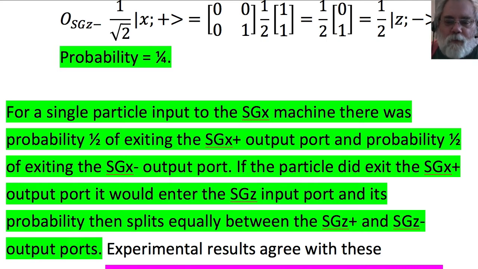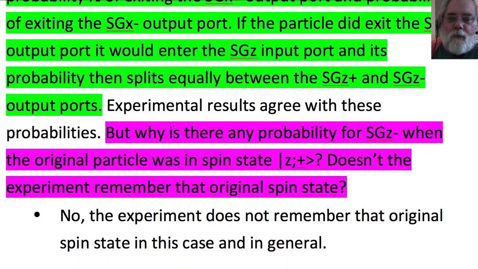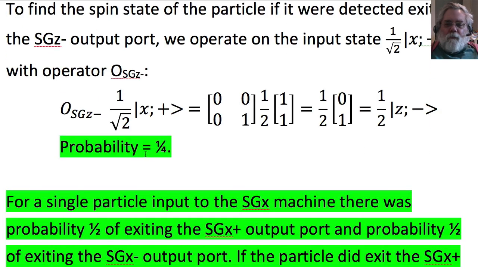And that is what experimental results would give. Now, but this is weird. Why? We started out with a particle in the Z plus state. We fed it into a box. We fed it into another box, and then we got some finite probability of it being in the Z minus state. We got probability 1/4 that it would come out in the Z minus state.